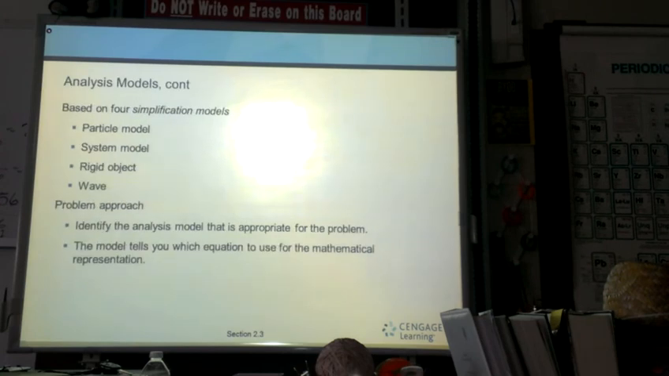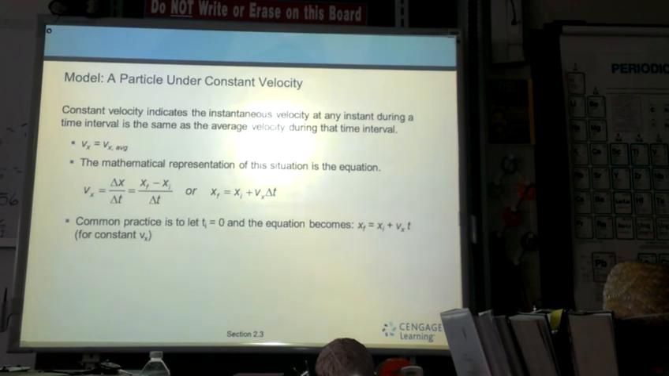Okay, guys, all of this is about how we can analyze a particle under constant velocity. It says constant velocity indicates that the instantaneous velocity at any instant during any time interval is the same as the average velocity during that time interval. So I can say that instantaneous velocity, which we just call v, is equal to my displacement, xf minus xi, over the change in time.